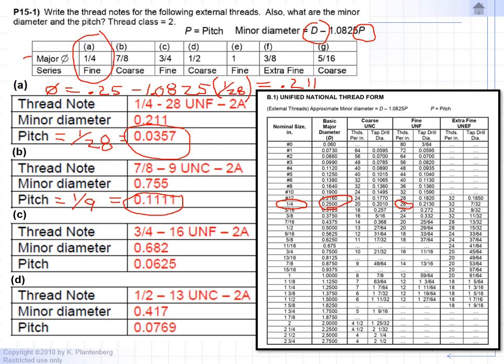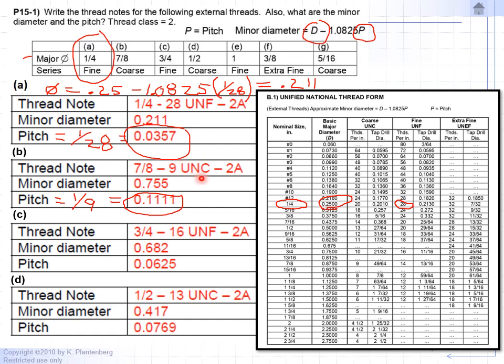Okay, so now let's go ahead and write down the thread note. Okay, so we're dealing once again with 7/8. So we go 7/8 dash 9. So it's not minus, it's dash. Dash 9 tells us that there are 9 threads per inch. 9 threads, coarse thread, 9 threads for a 7/8 major diameter bolt. Okay, so that's how we come up with the dash 9.